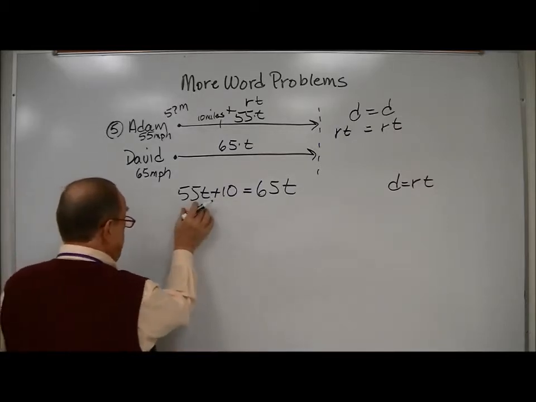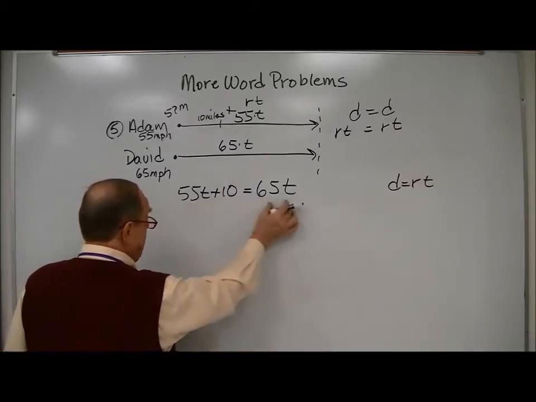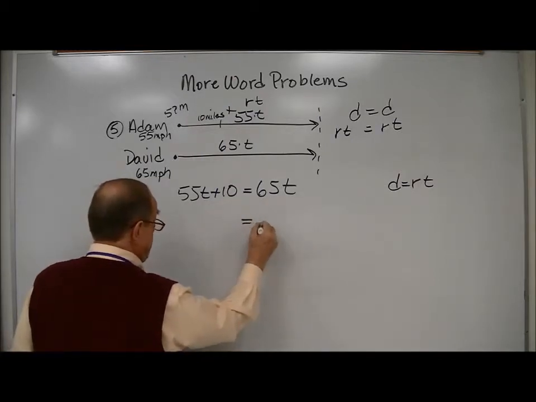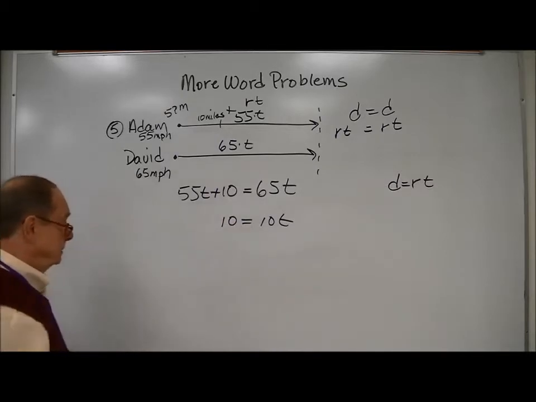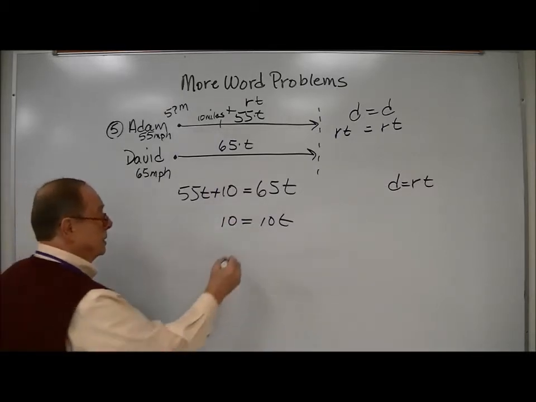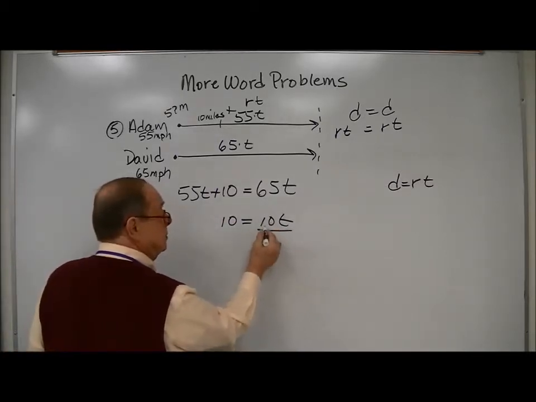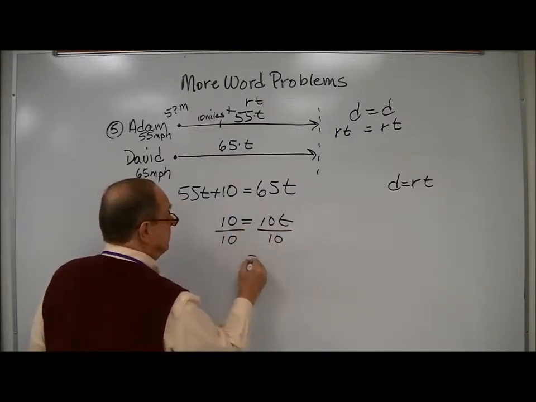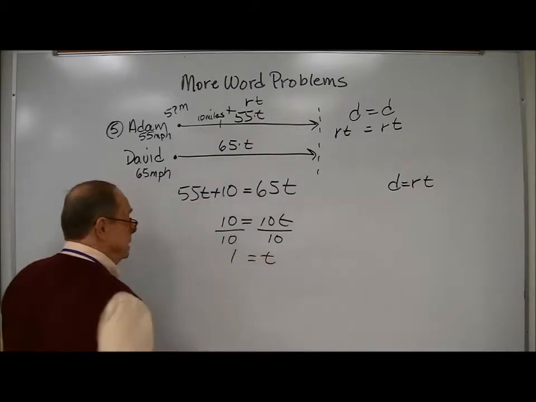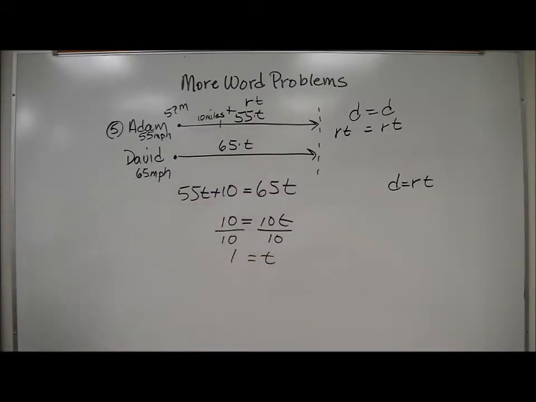Well, we're going to subtract 55t from both sides, and we get 10t equals 10. And we're going to divide now both sides by the numerical coefficient of the variable, and we get t equals 1.